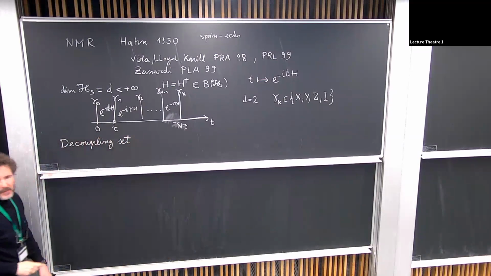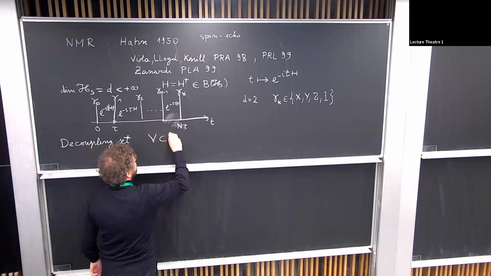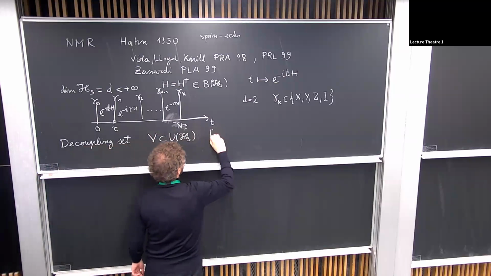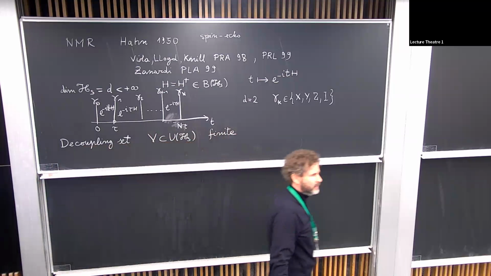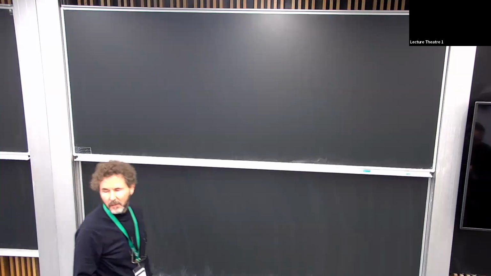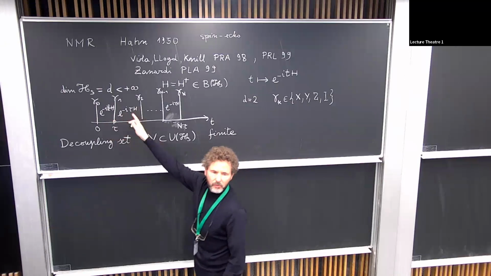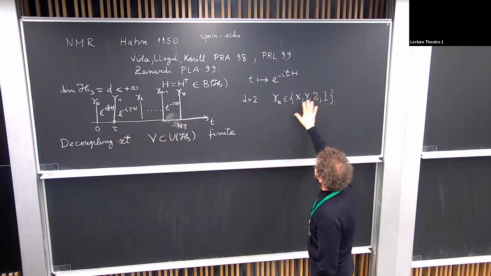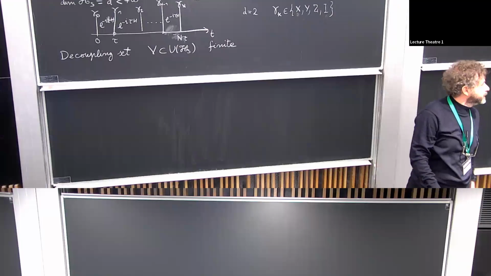The decoupling set is a finite set of unitaries. Okay, so it's a finite subset of unitaries. And this will be essentially my possible controls, my possible pulses. For example, in the previous example, a decoupling set would be X, Y, Z, identity.